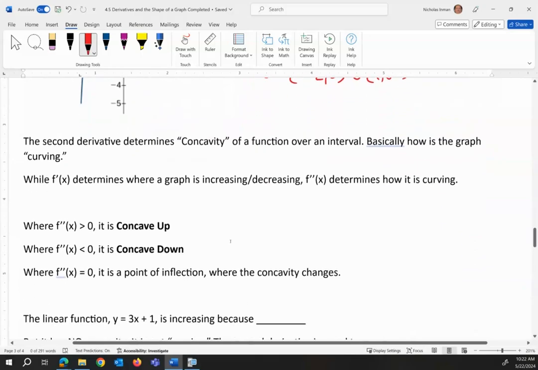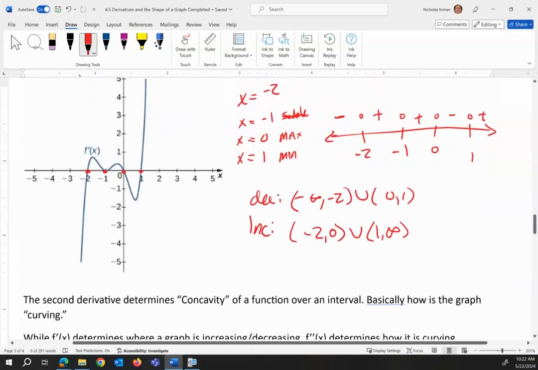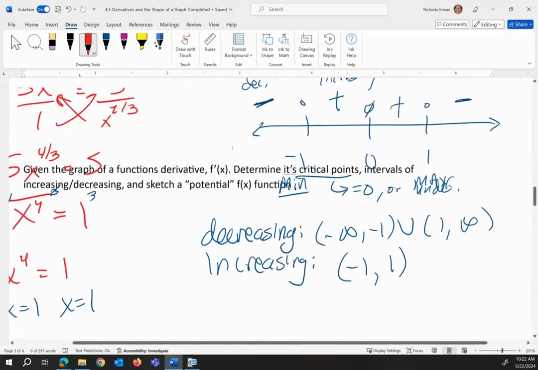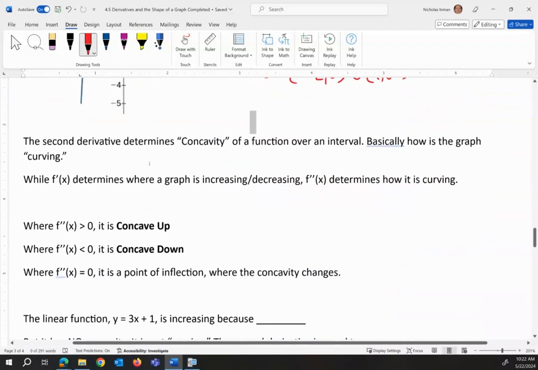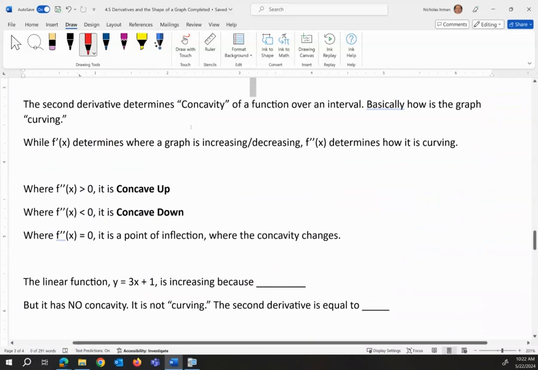All right, so the next idea, okay, so we did this with given an equation, we found the derivative. So we can do it with the graph of the derivative. It's the same idea. The next idea, something just different, is talking about the second derivative. The second derivative is going to determine the concavity of a function over an interval. All right, so it's talking about how the graph is curving.